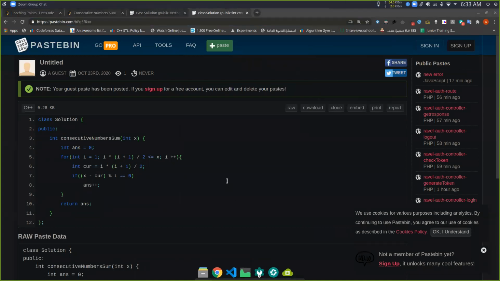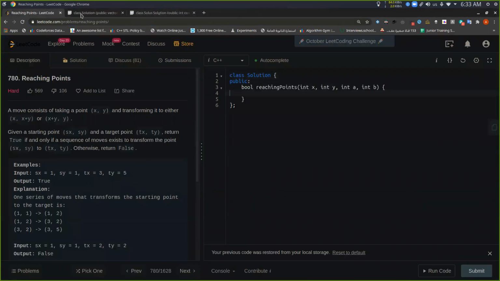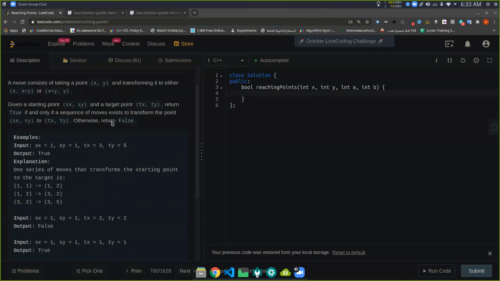I sent the code in the chat here. Let's see the next problem. I sent it in the chat. Take 2 minutes to read it.